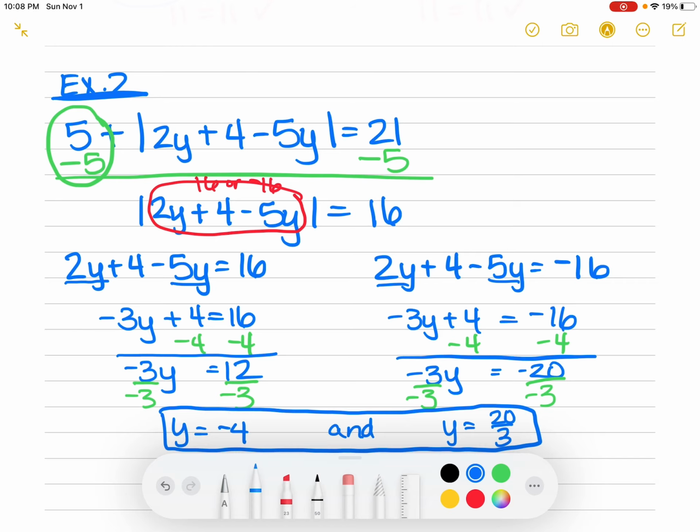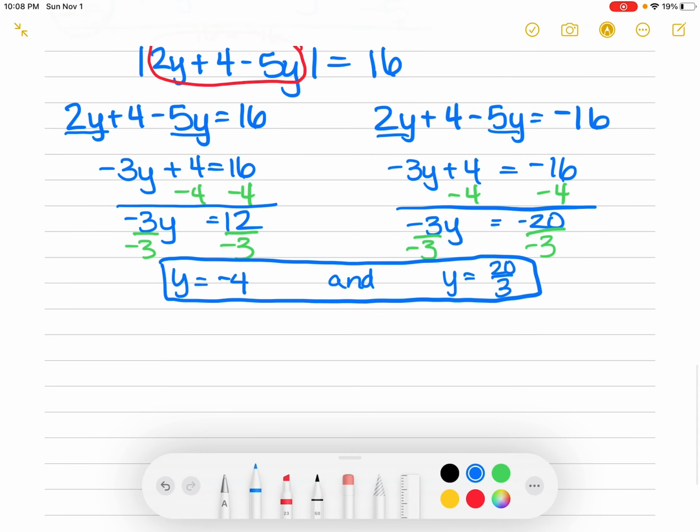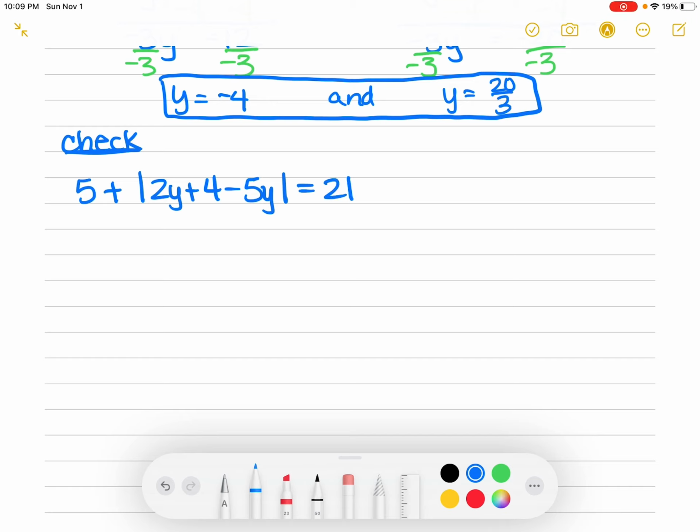Okay, and then you could check this problem, and I'm going to go ahead and check it on this part. Some of your things do not have you checking. So if it doesn't say you have to check, then you don't have to check, but you can if you want to. Okay, so my problem looked like this. 5 plus absolute value of 2y plus 4 minus 5y in absolute value equals 21. Okay, so I'm going to check this with both answers, negative 4 and 20 over 3.